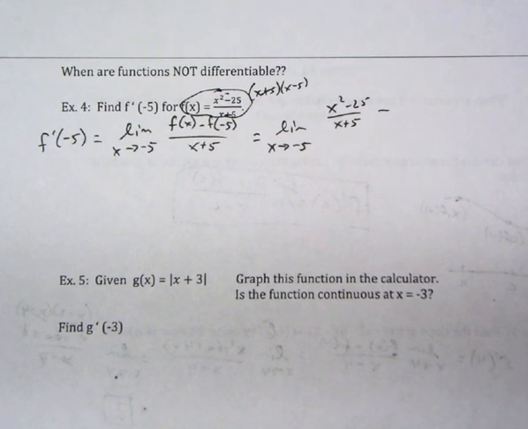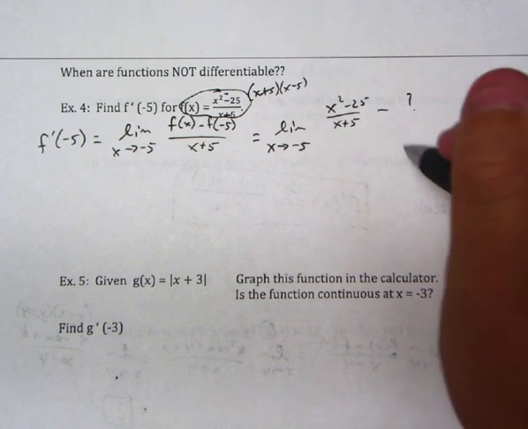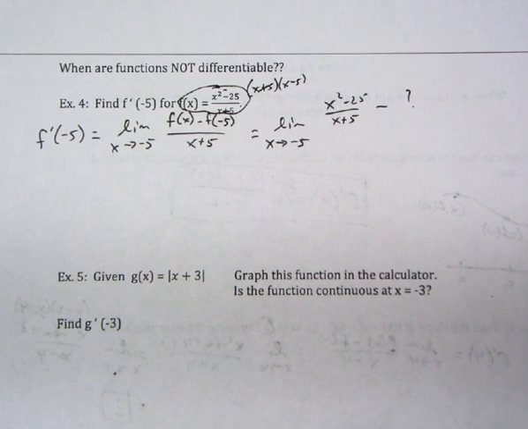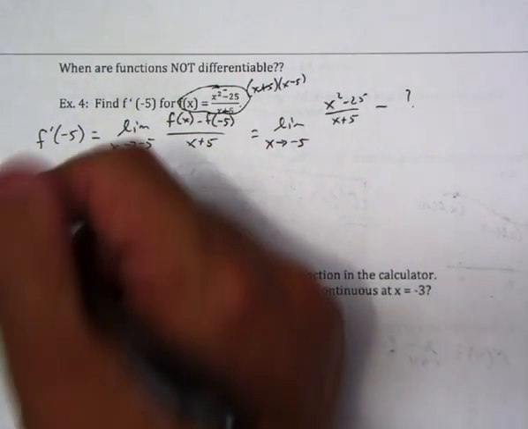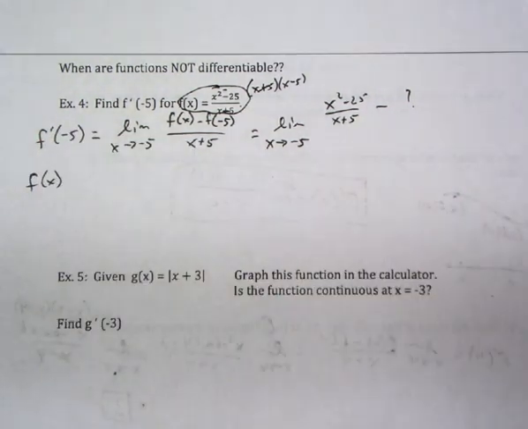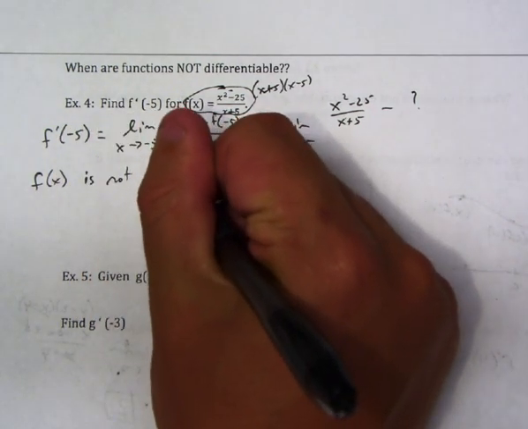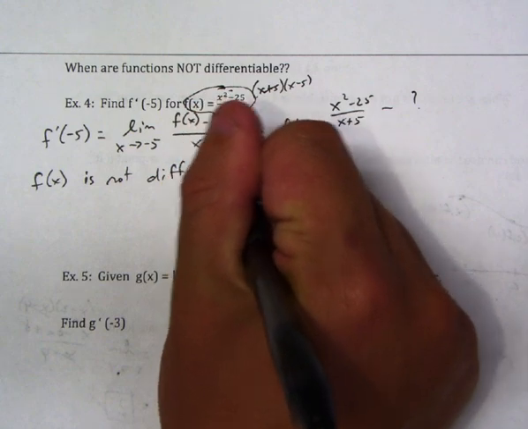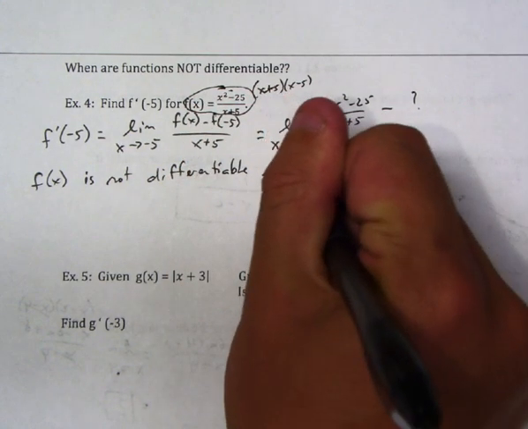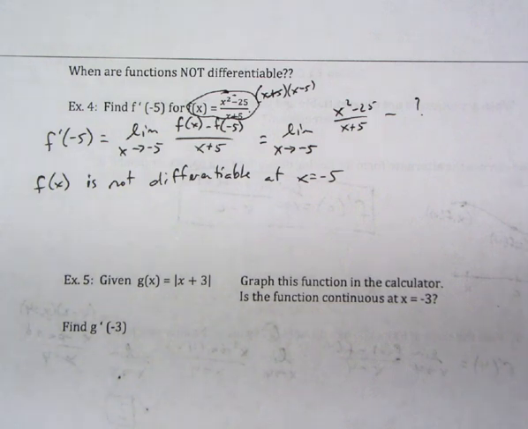We can't find the value. I don't know what this is. And that just means the rest of the problem breaks down. We can't find this limit. There's nothing we can do. And so what we say is f of x, this original function, is not differentiable at x equals -5. When we went through this limit process, it's impossible to get a value out because there is no f of -5. So we say f of x is not differentiable at x equals -5.